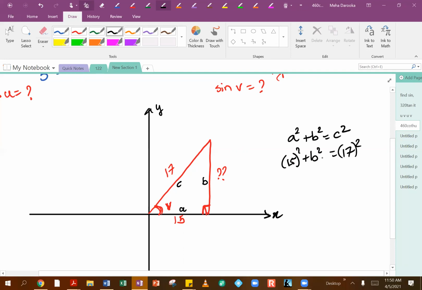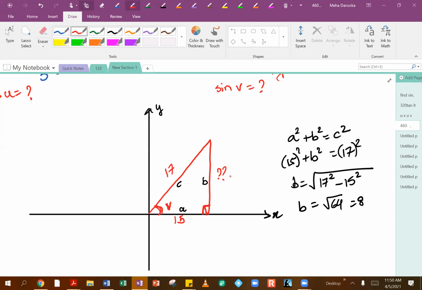A is going to be 15 squared. So you solve that, you get b equals square root of 17 squared minus 15 squared, and that should come out to be, I believe, the answer that Abdulaziz had. Yeah, Shu, you also got the same thing. The 17 squared minus 15 squared gives you 64, and square root of 64 is going to be 8. So our missing side here is going to be 8.